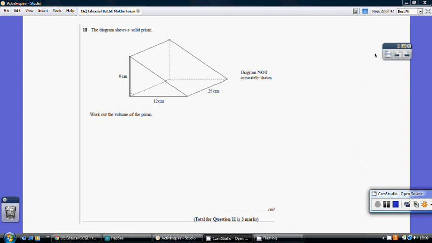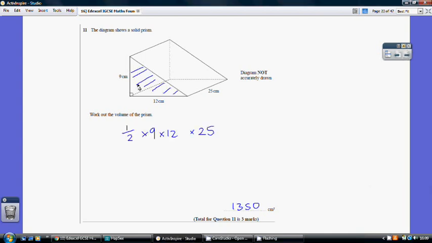Question 11. So we've got to work out the volume of this prism. Well, how do you work out a volume of a prism? Step 1, you work out the area of the cross section, so the area of the end bit, and then secondly you multiply this by how deep the prism is. Now the area of the end bit on this occasion is a triangle.